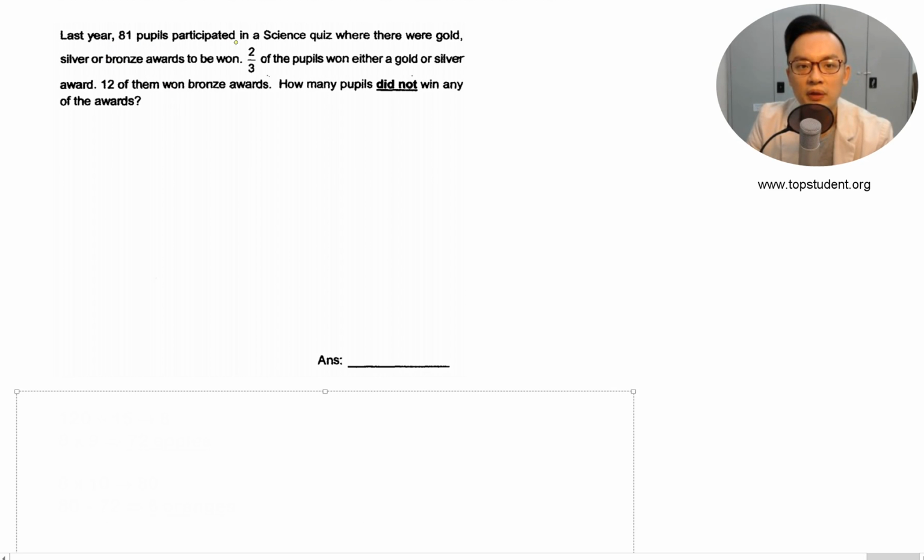Last year, 81 pupils participated in a quiz where there were gold, silver, or bronze awards. 2/3 won either a gold or a silver. 12 of them won bronze. How many pupils did not win any?